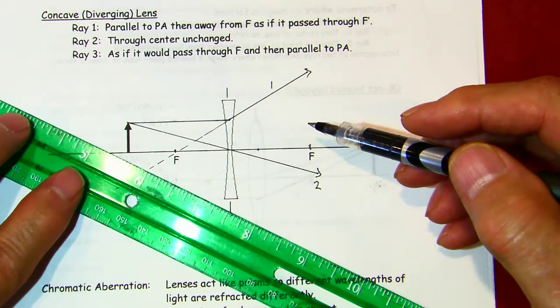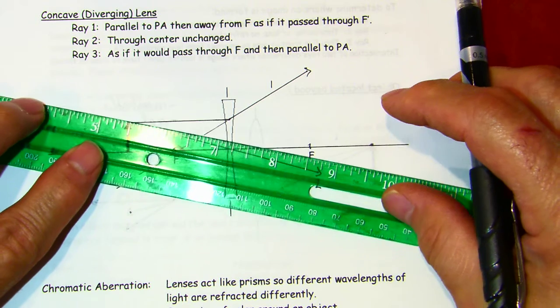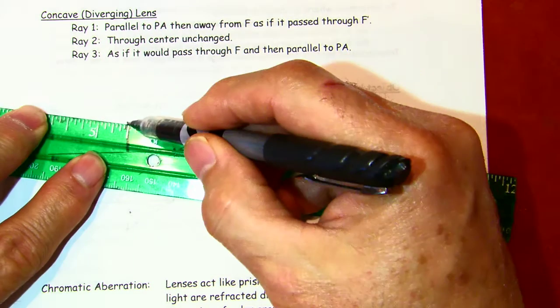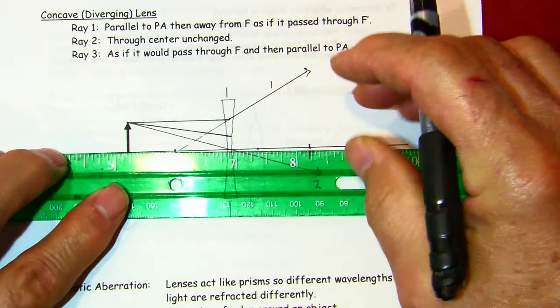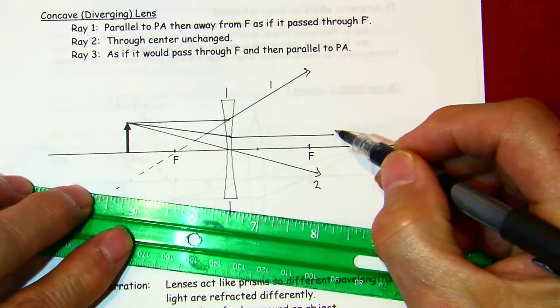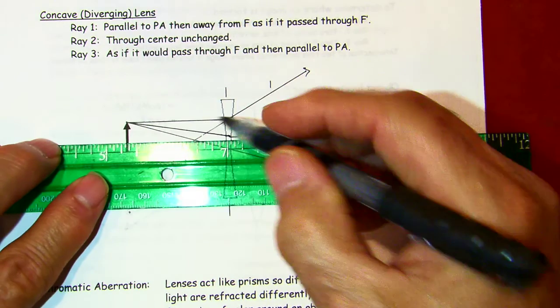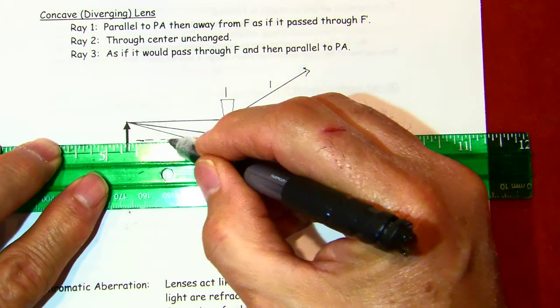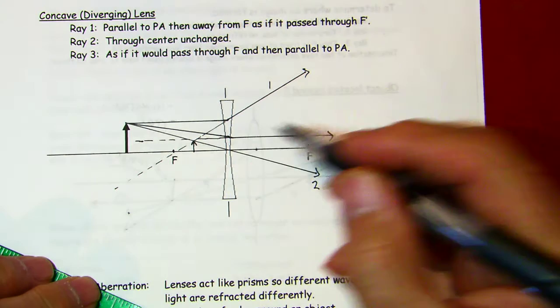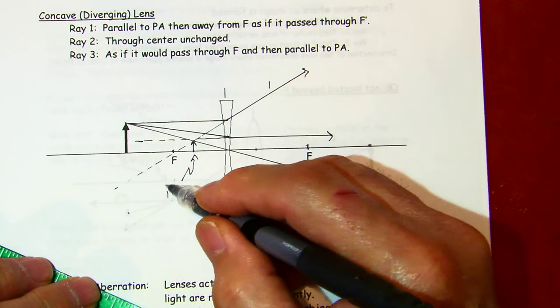If you wanted to do the next one just for grins, the third one, you lay your ruler at the far focal point, and it comes out parallel to the principal axis, like so. And again, you would dash it backwards and see that it meets at the same spot. So here is where the image is going to be.